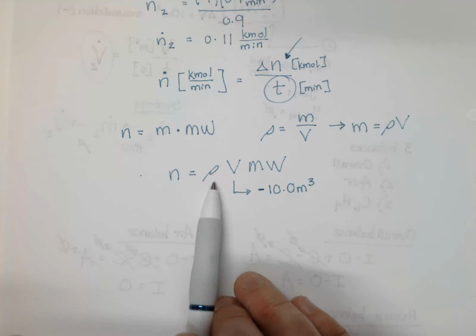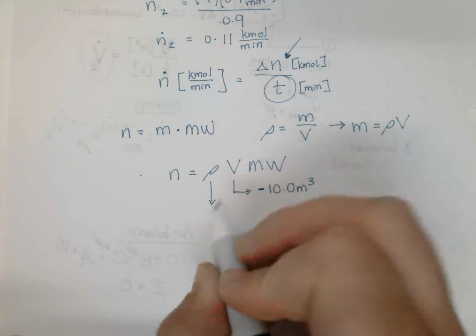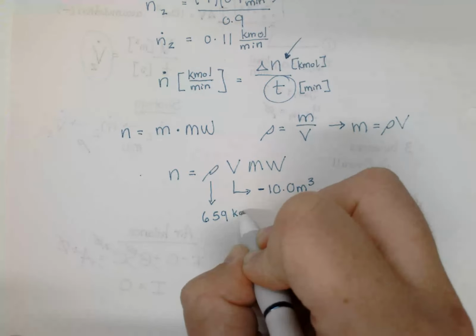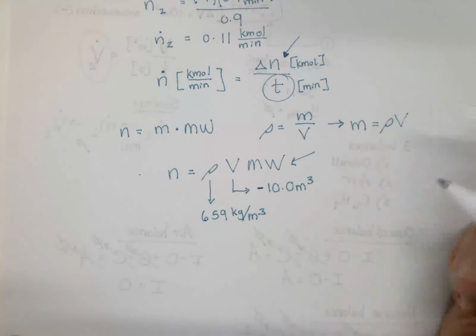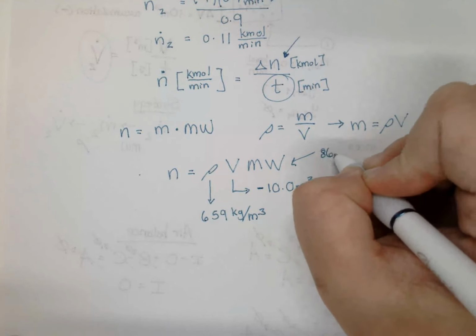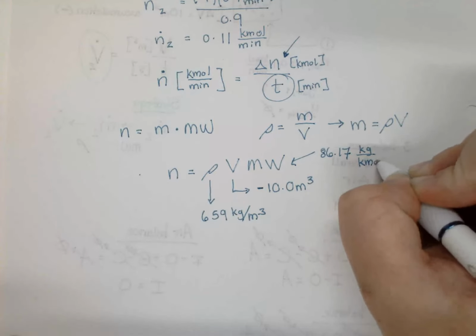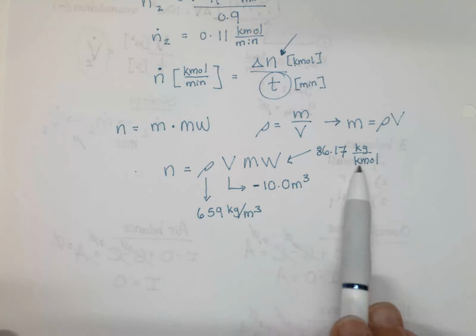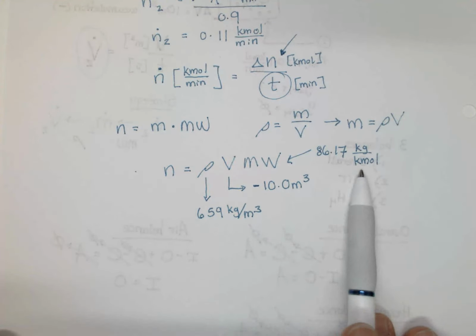So I'm going to give you those numbers because I don't think you need to look them up. I'm going to tell you that the density of hexane is 659 kilograms per meter cubed, and the molecular weight of hexane is 86.17 kilograms per kilomole. Okay? Now, if we take a look at these units, are we going to get the right units?